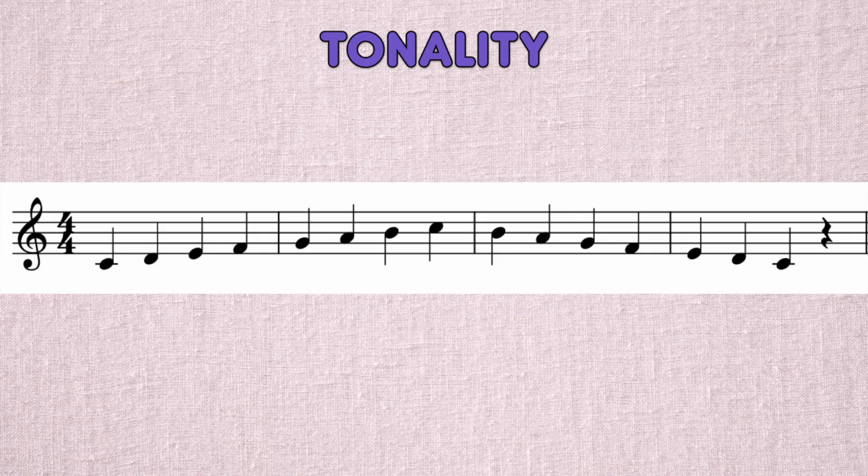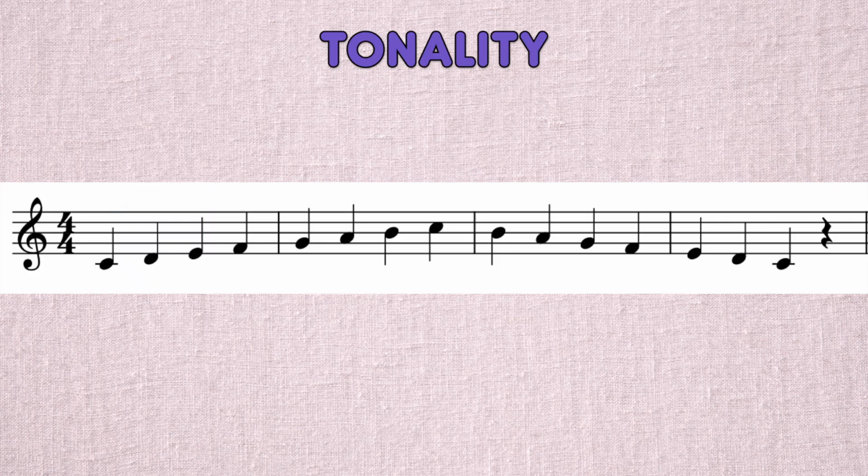C, our tonic, is the most stable tone. Melodies typically want to end here. That makes them feel the most final and complete. The next most stable sounding tones are the third scale degree, E, and the fifth scale degree, G. These three tones are the tonic triad.